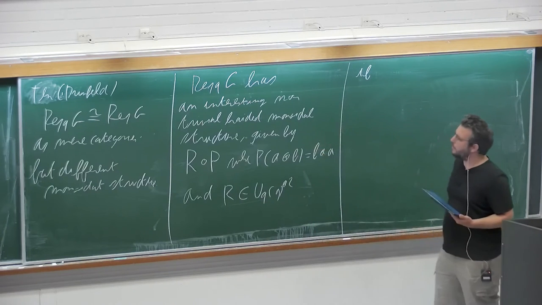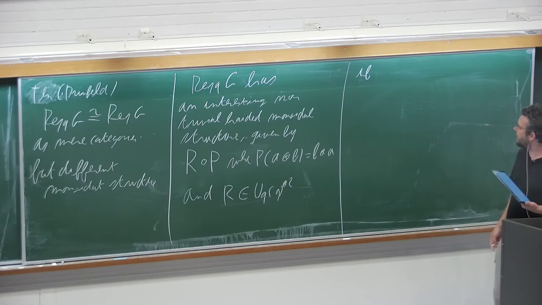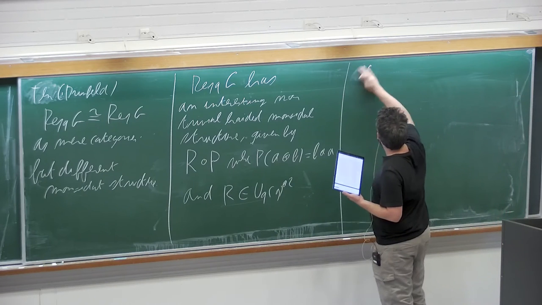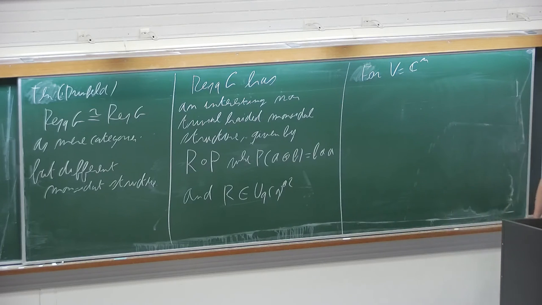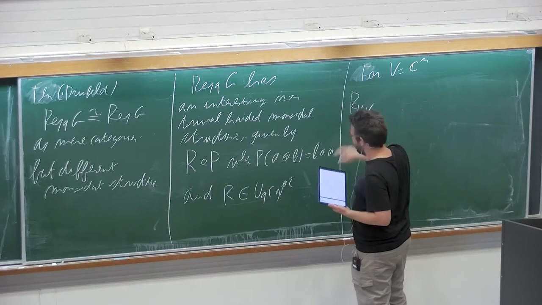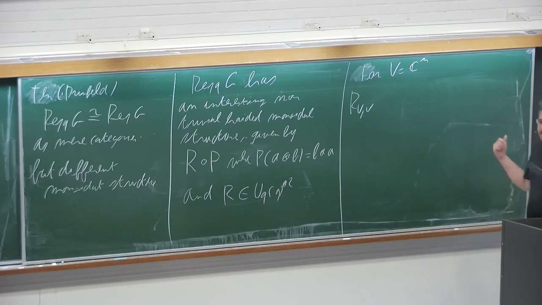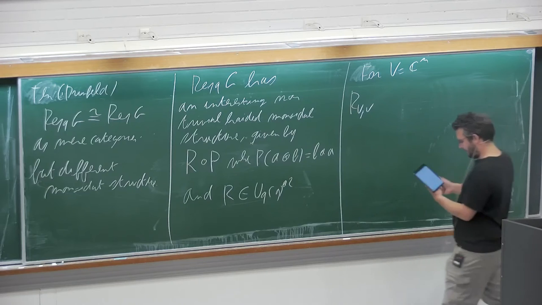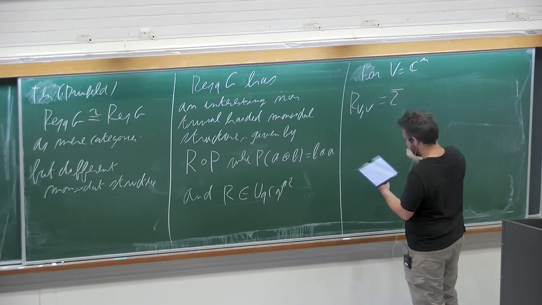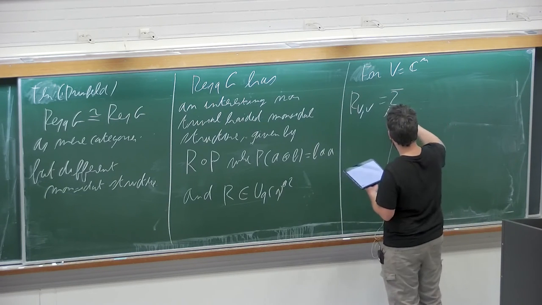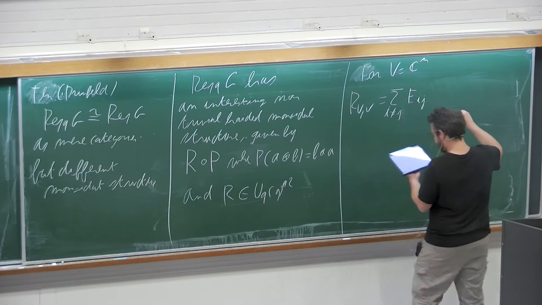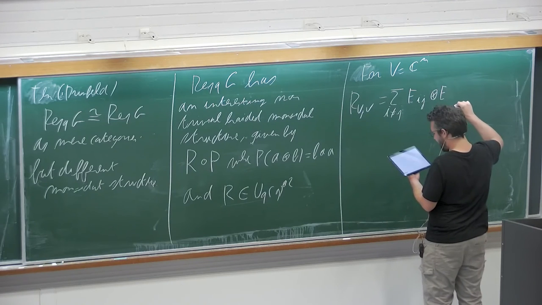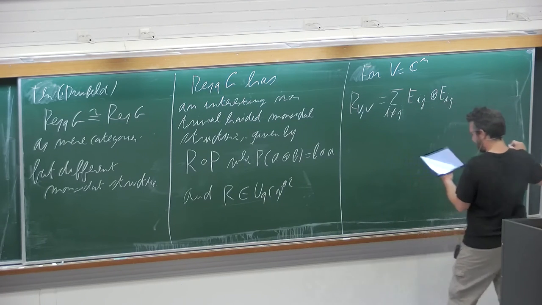Because this category Rep U_q(g) is actually the same as Rep G as a category, there is an analog of the n-dimensional representation. So V is again just the n-dimensional vector space. There is an explicit formula for R in general. I don't want to give that, but just to let you know that there is one. And in the case of the fundamental representation, the formula is not too bad, so let me write it, where E_ij is, again, the elementary matrix.